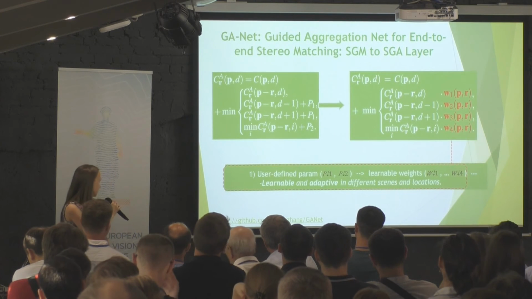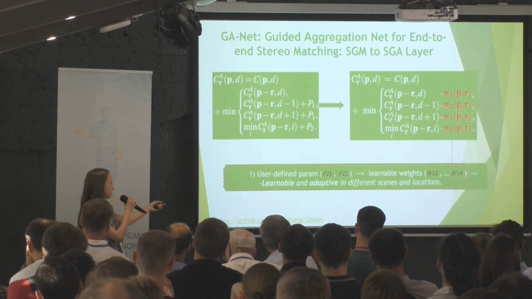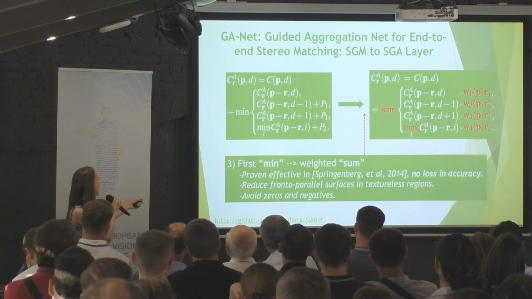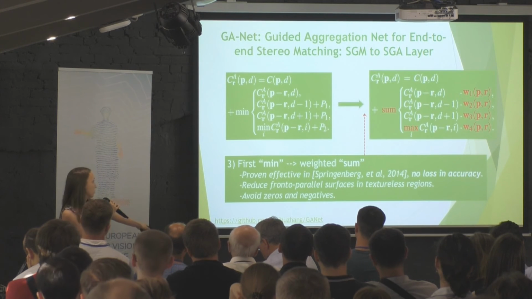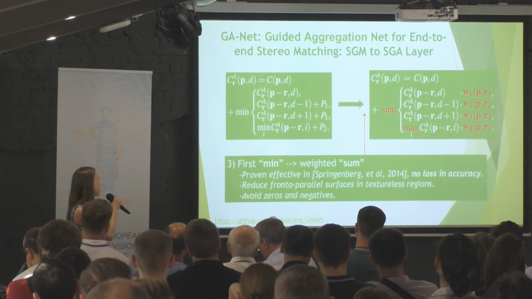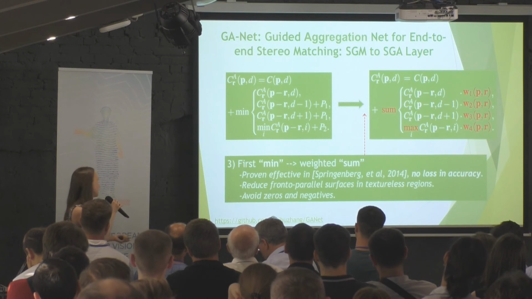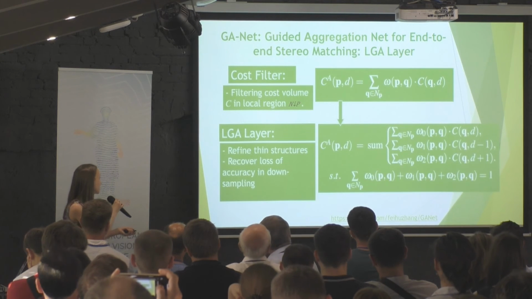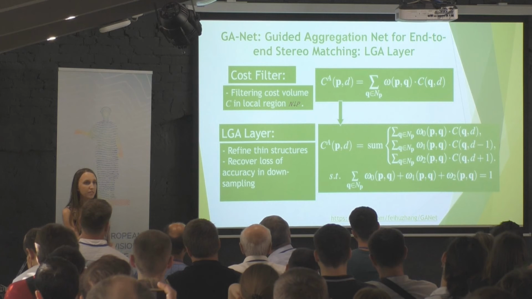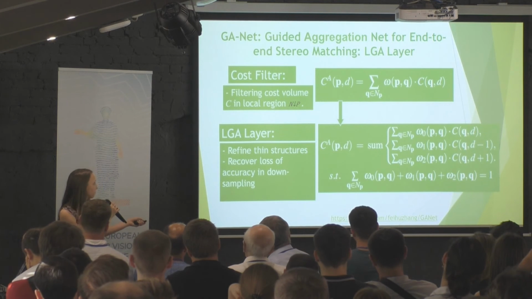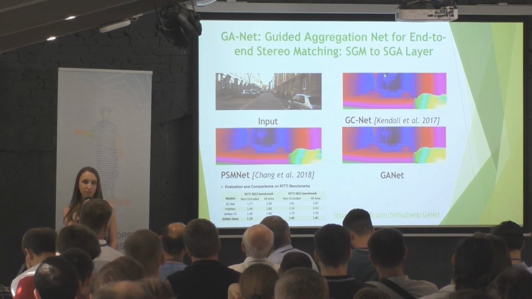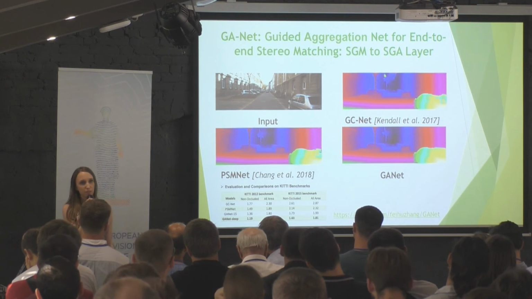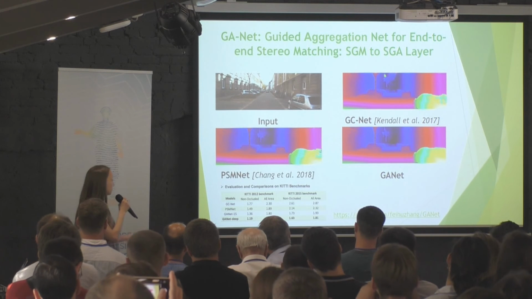So what they did, they specified some learnable weights, and they added them in place of the penalty terms. So that's why it became differentiable. Then they changed the minimum to a maximum to remove zero values as well, and they also put a weighted sum in place of the mean sum, which was proven to be more effective, and you don't get any loss in accuracy. They also provided an additional layer which refines structures and deals with downsampled accuracy. So here you can see the results. They're currently state-of-the-art in terms of disparity range. Disparity range can be in occluded and non-occluded areas. They're better in both.